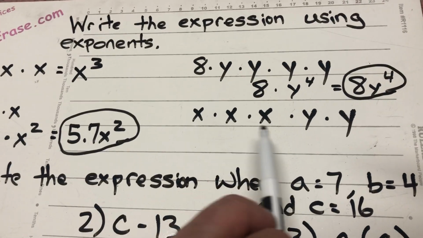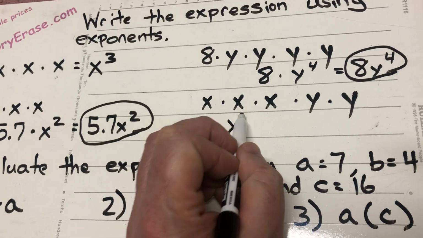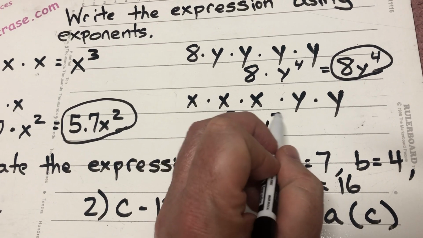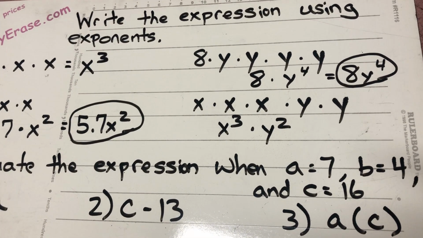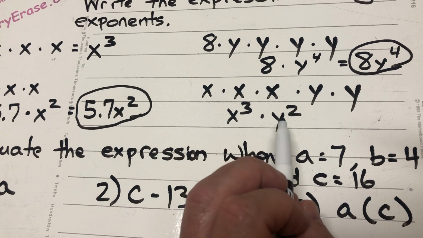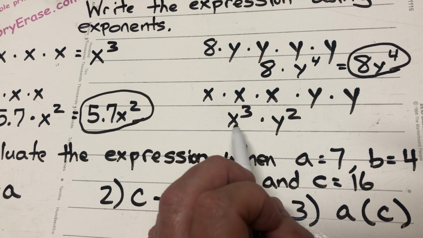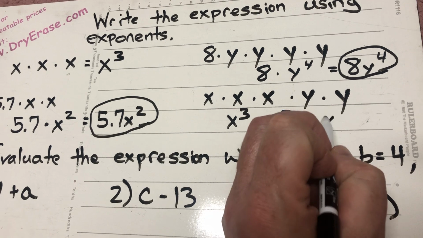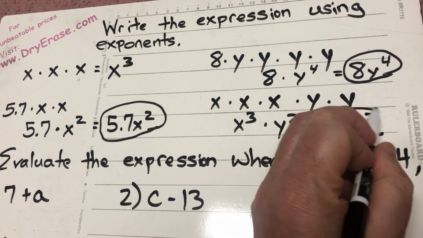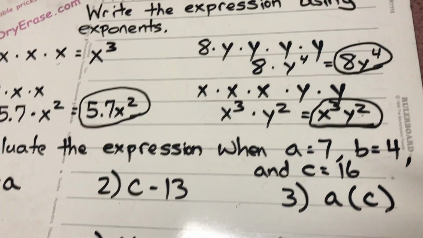In this one, x times x times x times y times y, well, I have x to the power of 3, and I'm multiplying that by, there's 2 y's, so it's y to the power of 2. But once again, I'd rather not you have a dot there, and you should always have your variables in alphabetical order. So we should put the x first, x to the power of 3, y to the power of 2. As variables right next to each other mean multiplication.